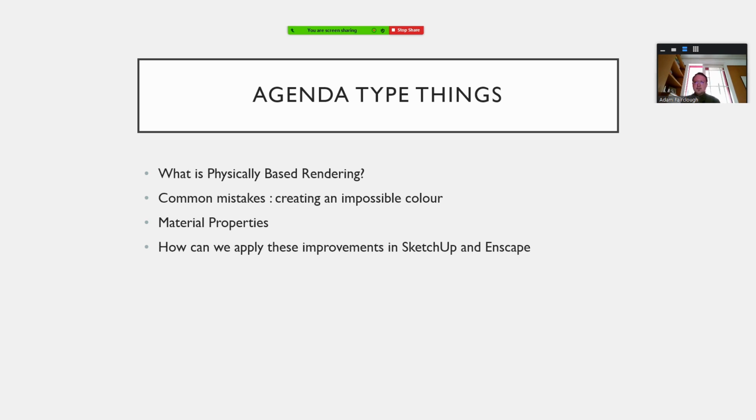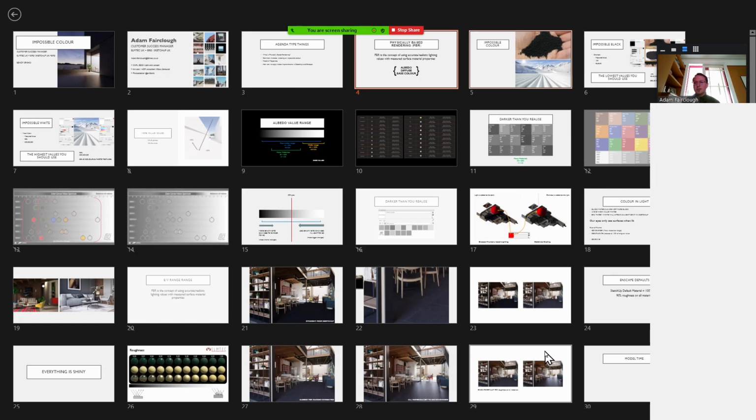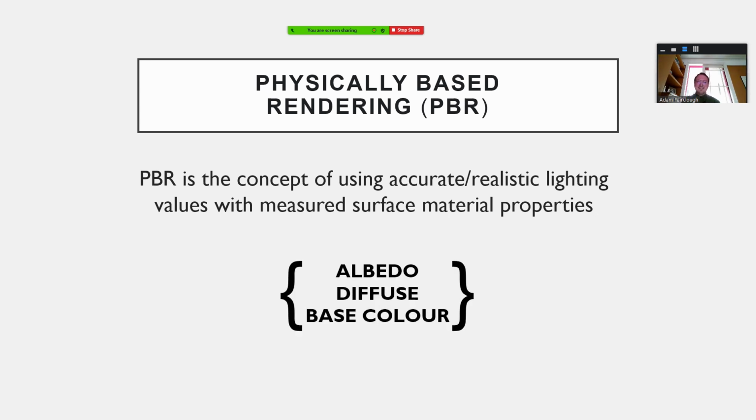And this is going to be just talking about physically based rendering to begin with. If you're not familiar with the term PBR, physically based rendering, it's a bit like BIM. It's a concept, it's an idea, it's a way of life, but it's the concept of using accurate or realistic lighting values with measured surface material properties. And this is going to be the first part of the presentation. Actually, it's just talking about one of the parts of SketchUp and Enscape that we will be interacting a lot with.